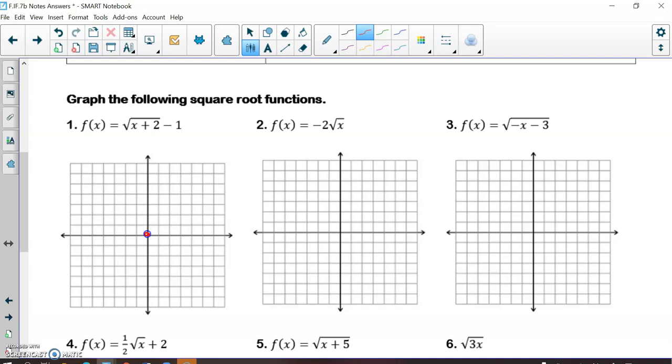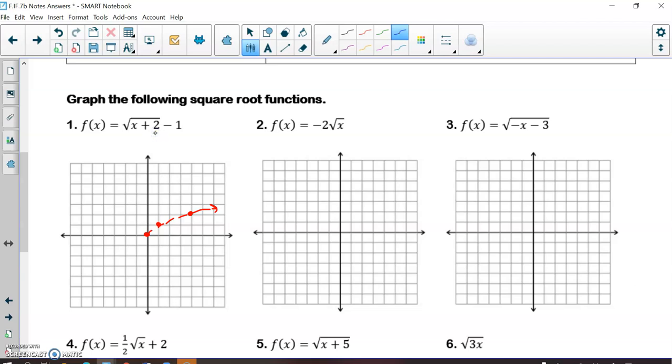The parent function of a square root function starts at (0, 0), then there's a point at (1, 1), and then there's a point at (4, 2). And it makes a graph that looks kind of like this. We're going to do all of our graphs stemming from our parent function and using transformations.